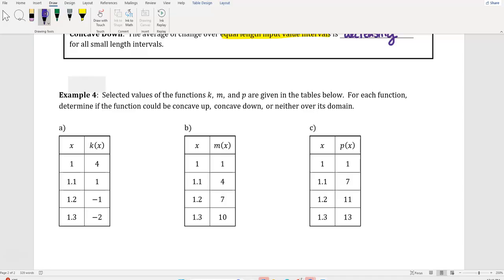So we're just going to look at the difference here. So 4 to 1, that goes down 3. 1 to -1, that goes down 2. And -1 to -2, that goes down 1. And so are these numbers increasing or decreasing? They're increasing.